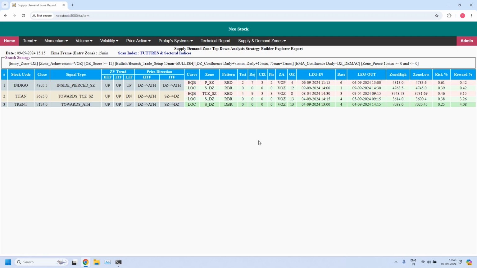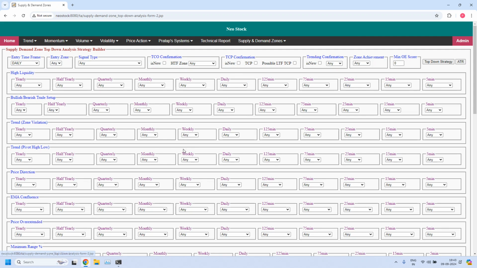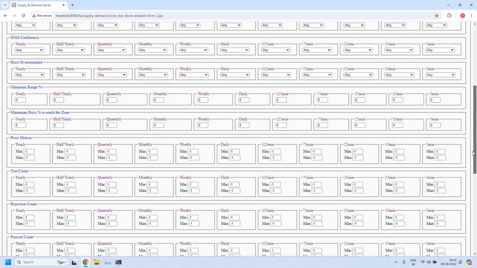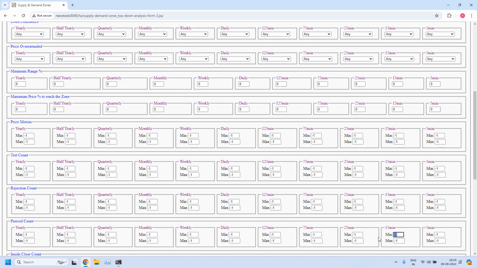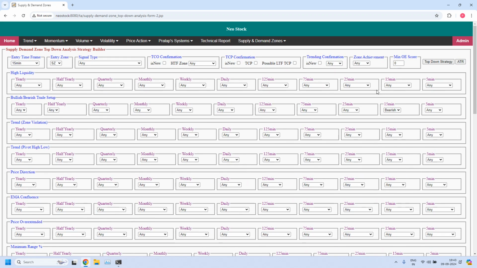Next, let us look into the bearish trade setup for daily income trade. The entry time frame is 15 minutes, and the entry zone is supply zone. In bullish or bearish trade setup at 15 minutes, I am selecting bearish, and the 15 minute supply zone should not be pierced. So in the pierced count, in 15 minutes time frame, minimum value I am selecting 0, maximum value 0. Zone achievement is violated opposing zone, and minimum order enhancer score is 12. All the 3 filters are applied to the 15 minute supply zone.